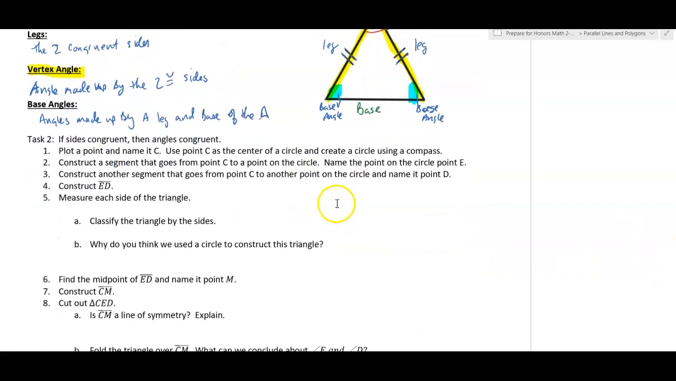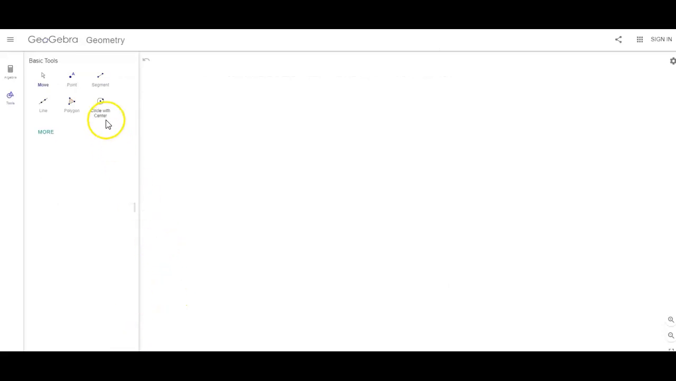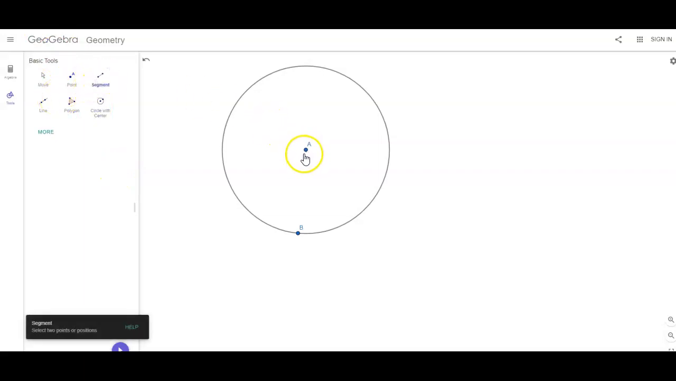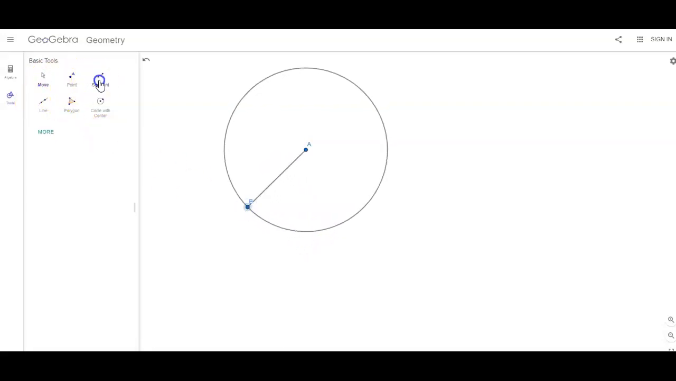Now, if you read these directions, I'm going to just go through them without pointing this out. But what we're going to do is use GeoGebra to create an isosceles triangle. So basically, I'm going to create a circle first. Now, when I create a circle, next thing I'm going to do is draw a segment from the center to a point on the circle. Then I'm going to create another segment from the center to a point on the circle.